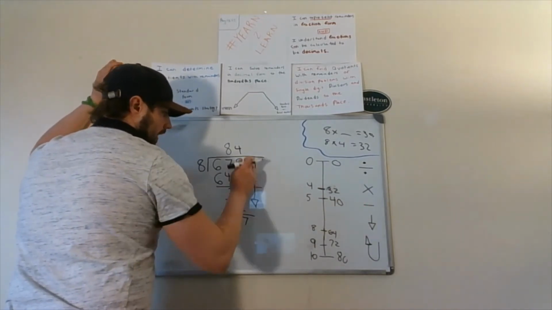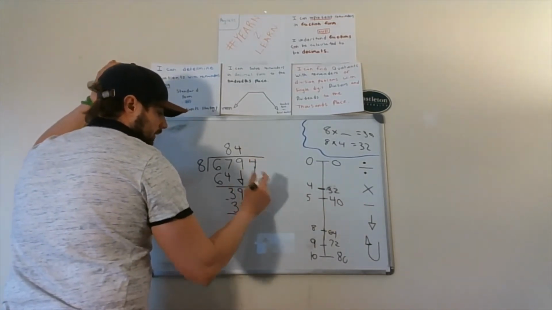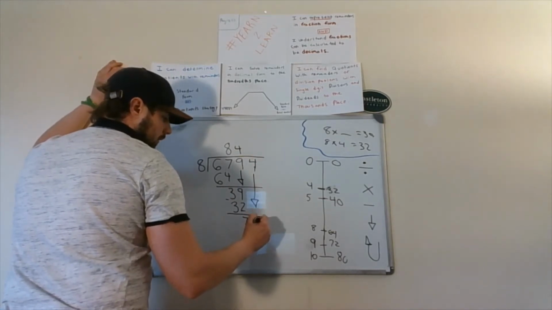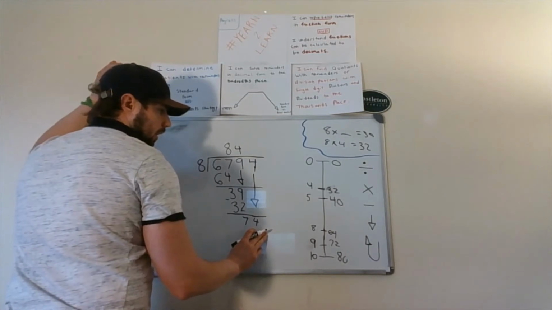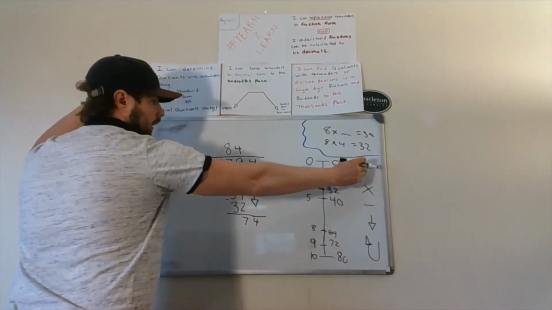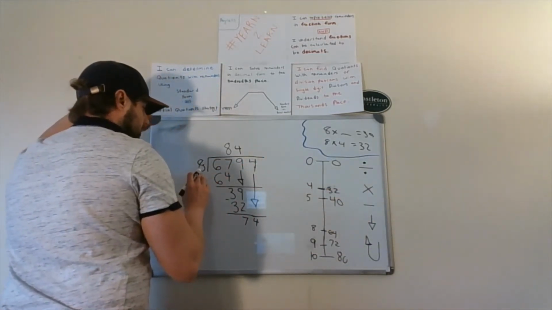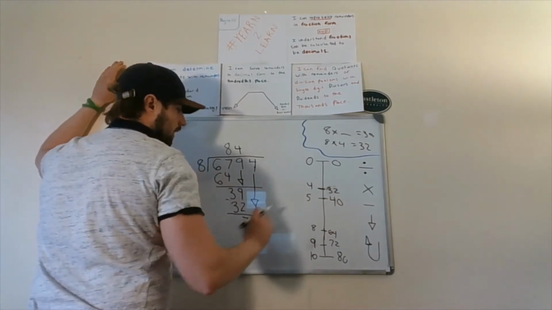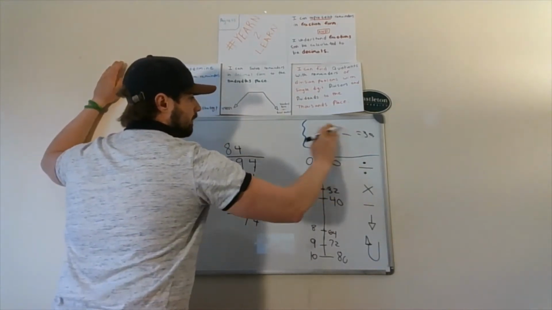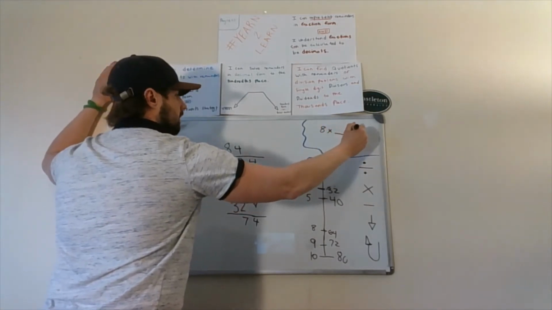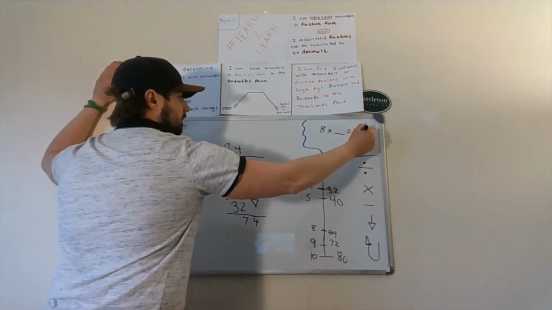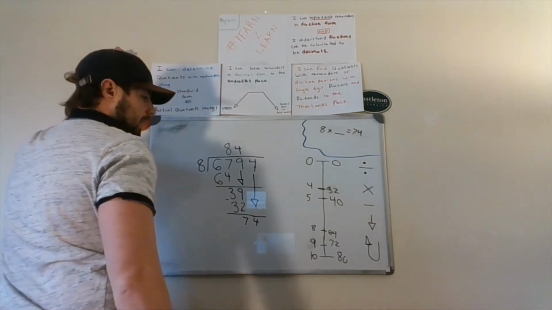I need to bring down my last place value. I need to bring down that ones. Those ones. Okay. Bringing it back around. Redoing. I'm asking myself, 8 times what number is going to give me 74? I'm dividing 8 into 74, using that inverse operation to help me.